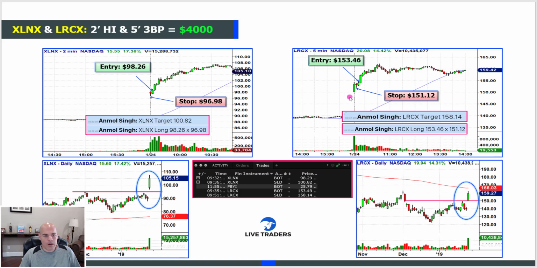What do you get? Oh, what a beauty. Wide range bar, narrow range bar, blast off. 153.46 by 151.12. Yeah, it's a $2.30 stop. So what? Guys, look at this. 153, we're up at like 163 right here. This thing went $10. $10.